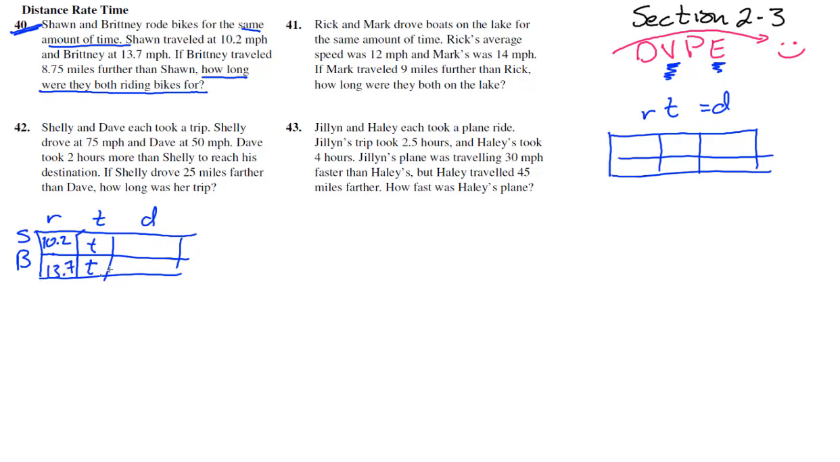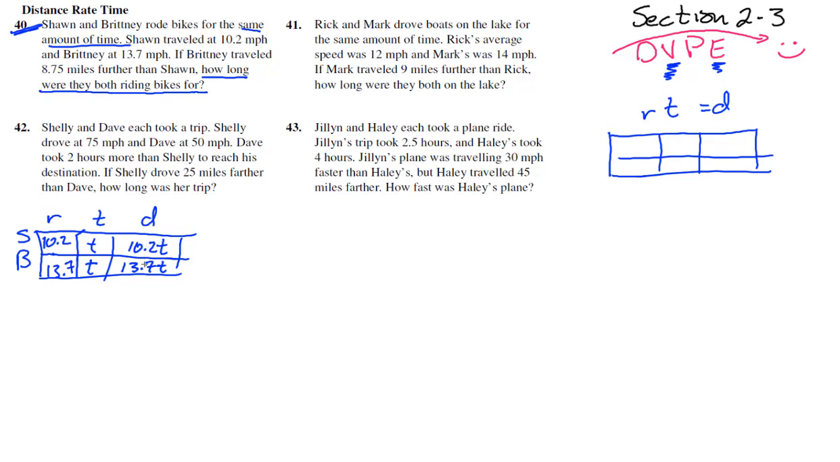Now at this moment, we've got to stop before doing this other thing where it says how much further Brittany traveled than Sean. We really need to finish filling out the table. Rate times time is distance. We get 10.2t. This is how far Sean traveled. 13.7 times t. This is how far Brittany traveled.